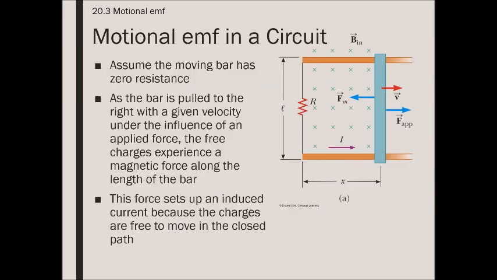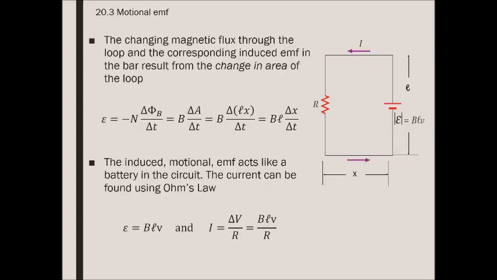So if we attach this bar to a couple of rails, so that it maintains contact, we do know that the bar becomes charged at the end, and that will set up a current. So this is another way to generate current, is to be able to move this bar in a magnetic field. So what is the math for that?